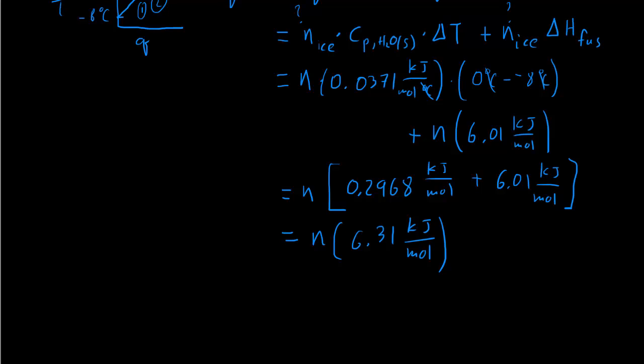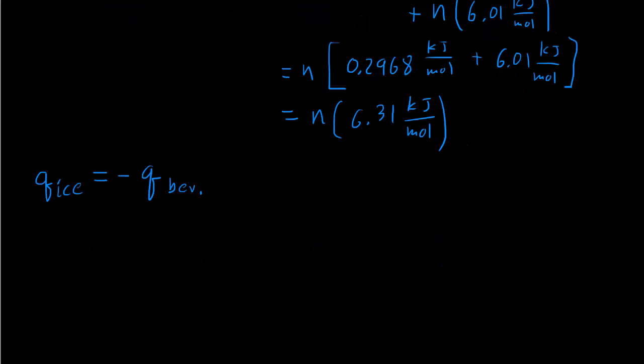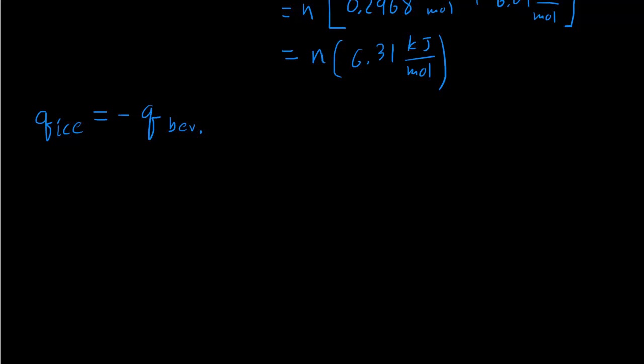So if I knew the number of moles of ice, this would tell me the heat. Now we're ready to finish up our problem here, so we're going to go back to that original statement I told you from the first law and say that the heat that goes into the ice is equal to, but opposite in sign to, the heat that's lost by the beverages. So we're going to use that relationship. The heat from the ice is going to be the number of moles, that's the formula that I just wrote down right up here, the number of moles of ice times 6.31 kilojoules per mole. And that equals the negative of the Q for the beverages.